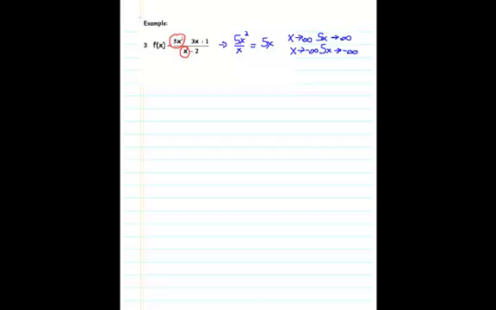So this is a little bit different. We don't have a horizontal asymptote here. We have a different kind of asymptote because we have this thing approaching infinity and negative infinity. But it does that in a very special way, so we want to figure out what that very special way is.